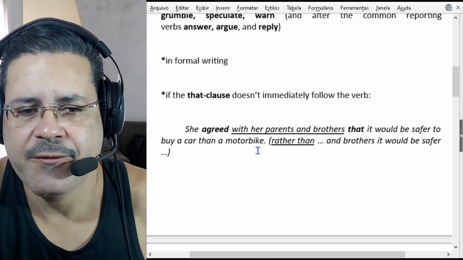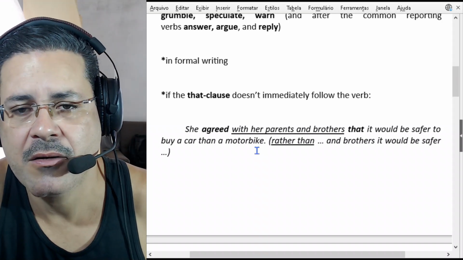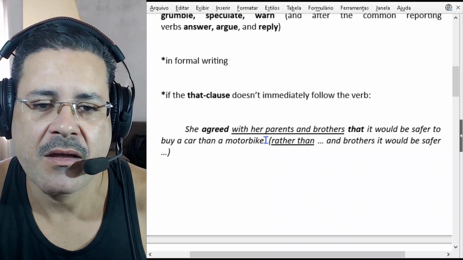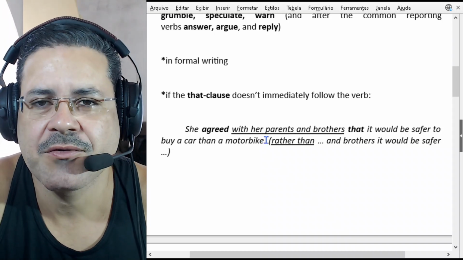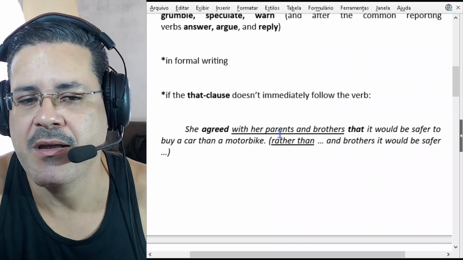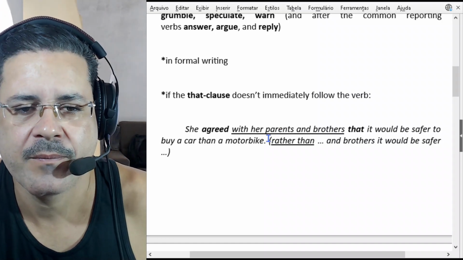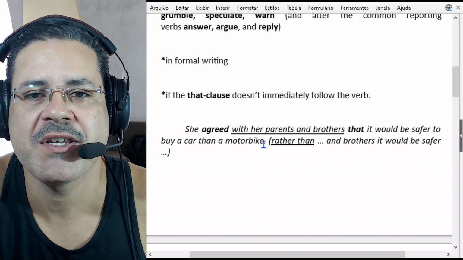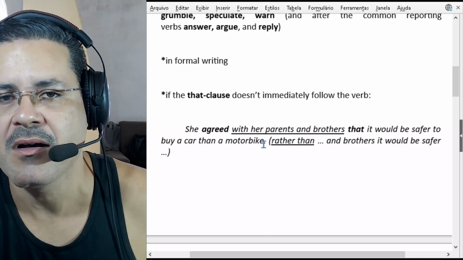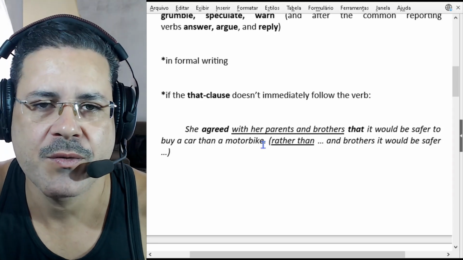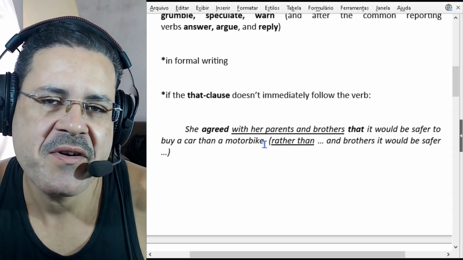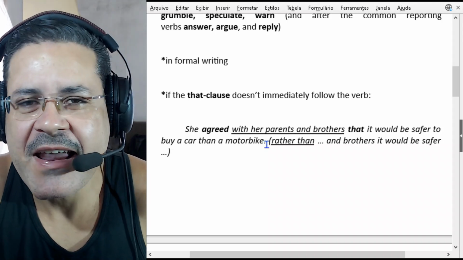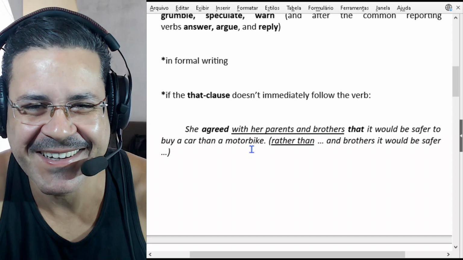What would be safer for you, to buy a car or a motorbike? And she went, I agreed with my parents and brothers that it would be safer to buy a car than a motorbike. Or even better, asked about what would be safer in terms of buying a car or a motorbike. She was like, I agreed with my parents and brothers that it would be safer to buy a car than a motorbike.